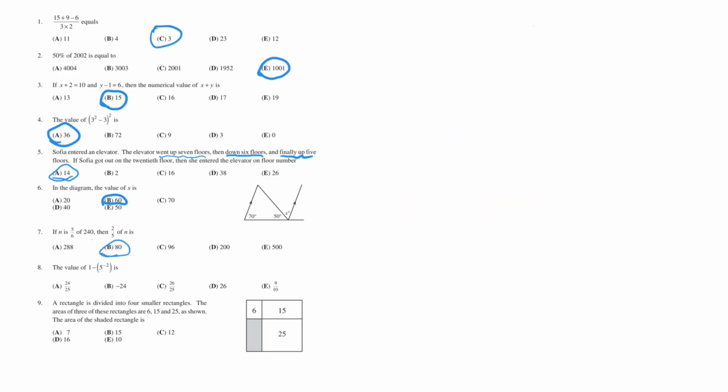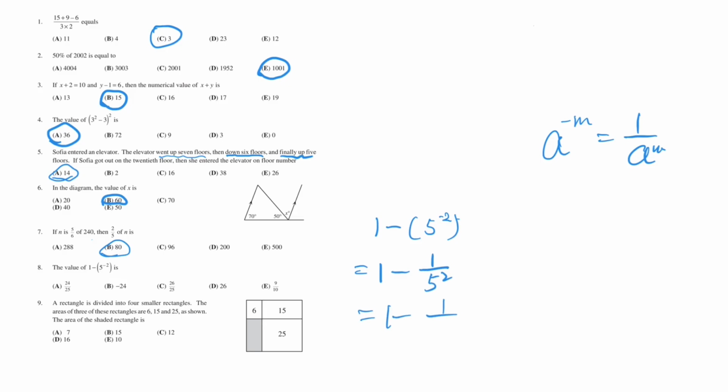Number 8. The value of 1 minus 5 to the power negative 2 is. By the exponent law, a to the negative m equals 1 over a to the m. So this equals 1 minus 1 over 5 squared. 5 squared is 25, so 1 over 25. That's 24 over 25. So number 8, the answer is A.